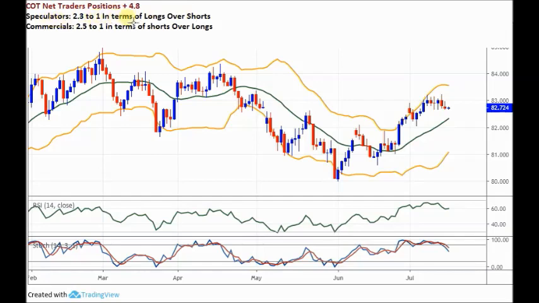You can see speculators 2.3 to 1 in terms of longs over shorts, commercials 2.5 to 1 in terms of shorts over longs. And the commercials were pretty long until we got towards the 83 level, and now we're stalling at the round number. Round numbers are just important in Forex trading. I know I say that all the time. You're always going to get a lot of order flow around them, particularly from big institutions.